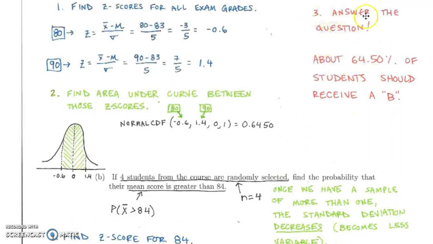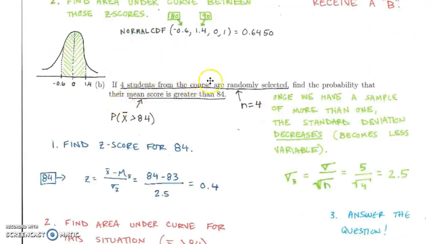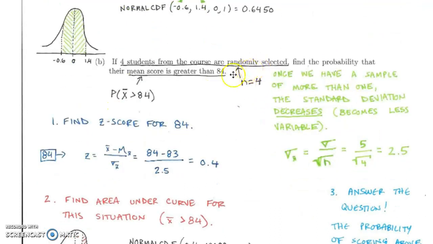My interpretation, the answer to the question: 64.5% of students should receive a B, because these are the folks that are at question. 4 students from the course are randomly selected. As soon as we have a sample, we're going to change our standard deviation. Remember, the standard deviation decreases when our n increases because our variability is smaller.